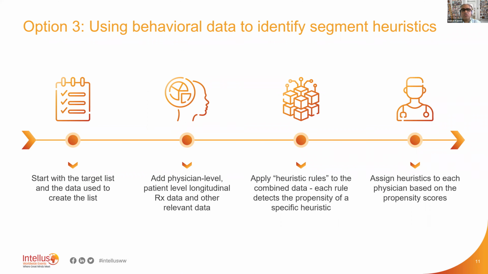Now let's look at the last one, which is if you're not doing any research at all, you don't have time or budget, and you're just using data. You're already using secondary data to create the target list or do all sorts of analyses. You can use the exact same data or perhaps add more data. At the physician level, you want to get physician-level, patient-level, longitudinal behavioral data over time, 2, 3, 5 years, whatever you can get.